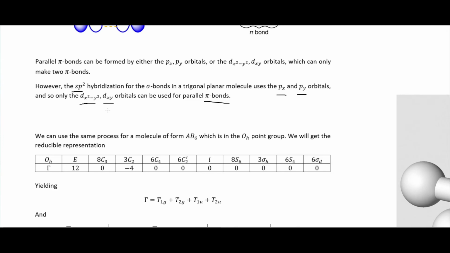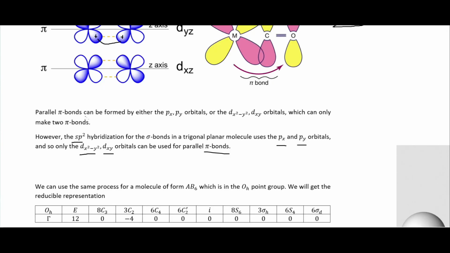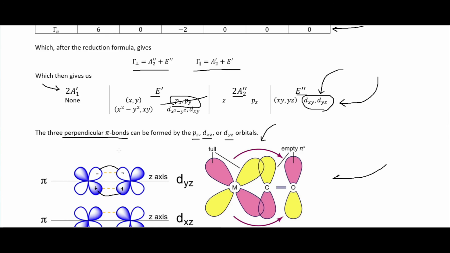So the pi bonds formed by either the dxy or the dx squared minus y squared are the only ones which can form the two parallel pi bonds. So if we're looking at the parallel pi bonds, we cannot be using these px and py right there. So we're actually going to be using these ones. I think I said these ones here, but I actually meant these ones right here.